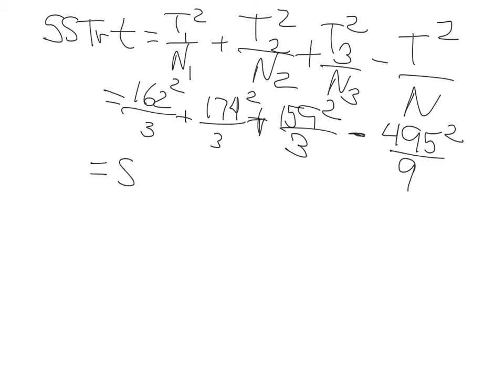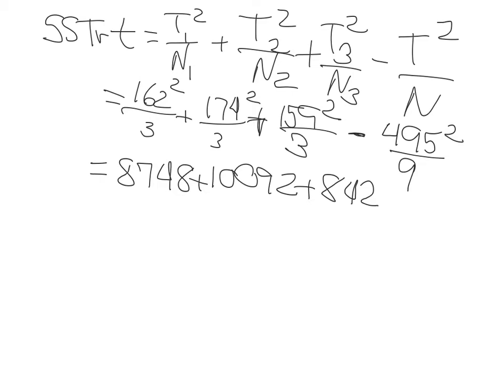So then you're going to have 8748 plus 10092 plus 8427 minus 27225.